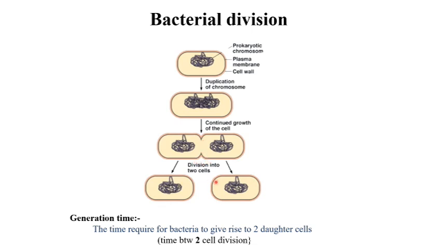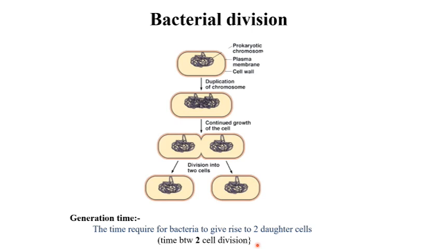And this is the bacterial cell division, and this is the mother cell. This mother cell will attain its maximum size, and after that, the duplication of the genetic material, that is the double-stranded DNA molecule, will start, dividing into two, and the septa formation can be seen here. And this transverse septa will divide this mother cell into two daughter cells. And the generation time means the time required for bacteria to give rise to two daughter cells. That we will call a generation time. And also we can say that the time between two cell divisions is called the generation time.